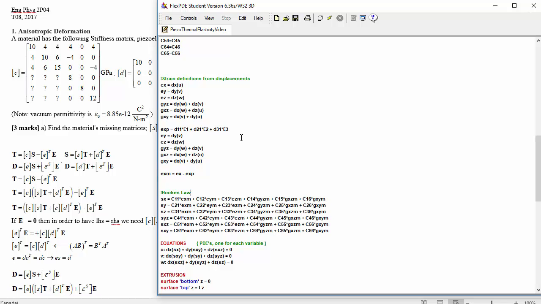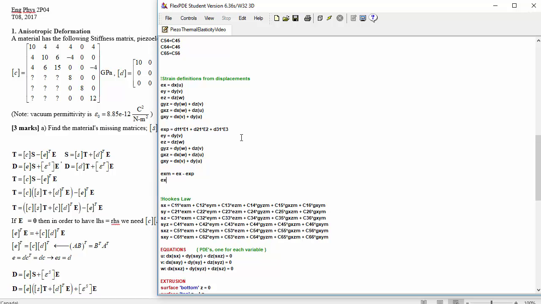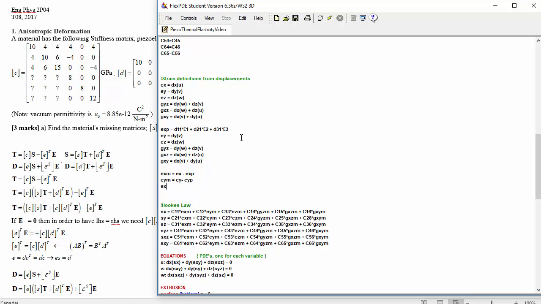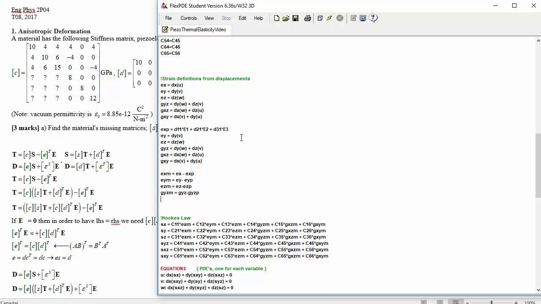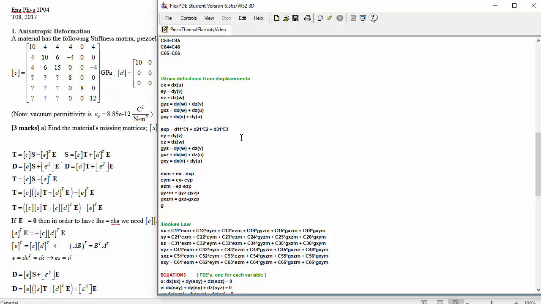Okay, so first up, nothing should actually change here. EYM is EY minus EYP. EZM is EZ minus EZP. And same thing for the shear. GYZM is GYZ minus GYZP. GXZM is GXZ minus GXZP. And GXYM is GXY minus GXYP. Okay.